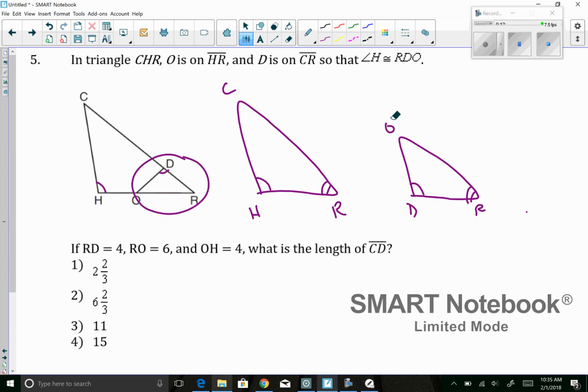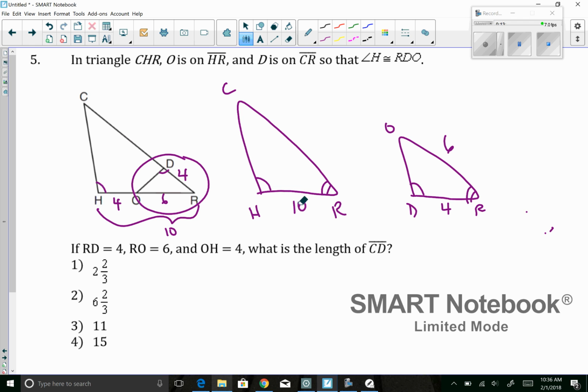It says from R to D is 4. It says from R to O is 6. And it says from O to H is 4. O to H is not in either triangle, but if you notice HR is, and we know now that HR is 10. And it wants us to find CD.